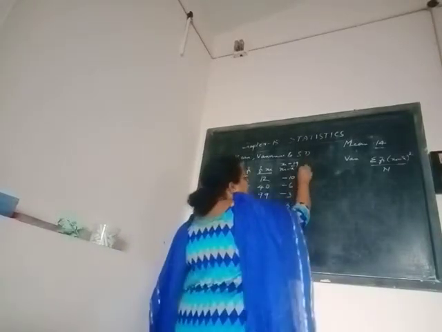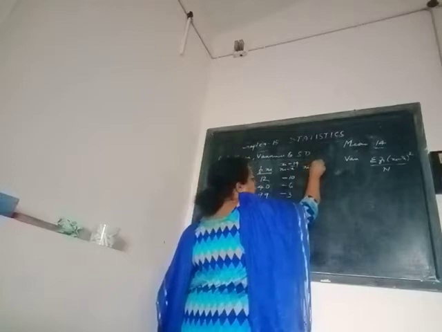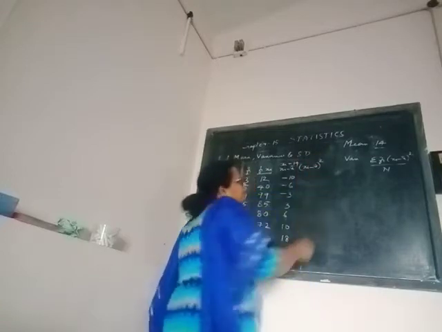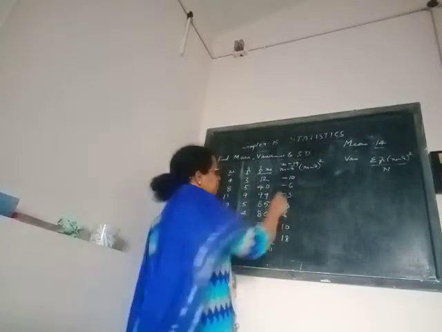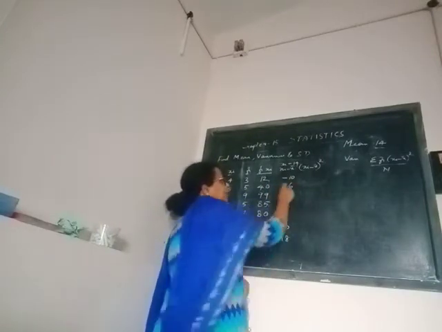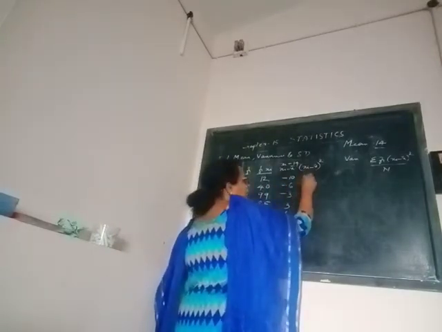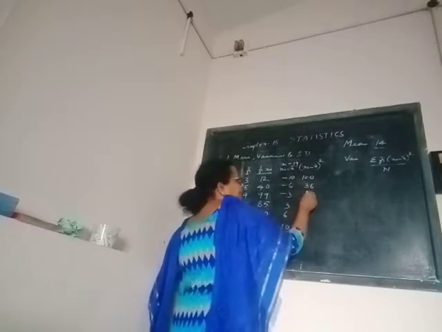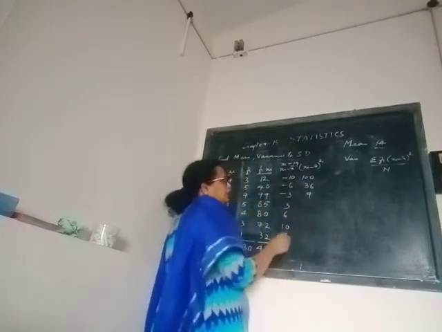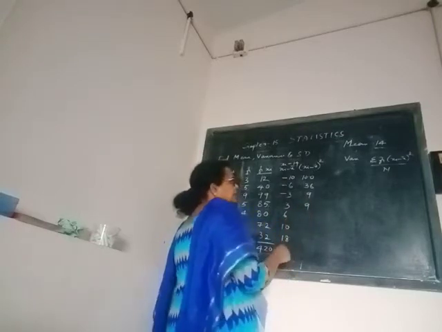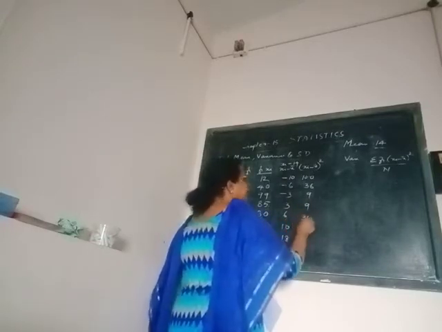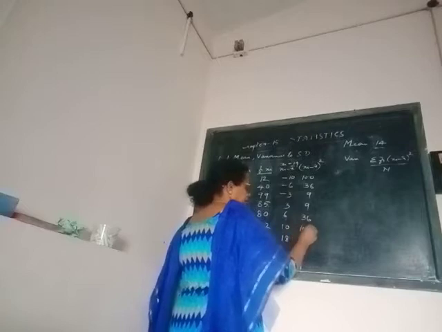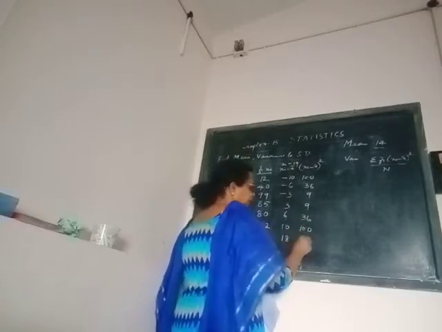Next is xi minus x bar whole square. Xi minus x bar whole square means the square of this column. Negative 10 squared, 100. Negative 6 squared, 36. Negative 3 squared, 9. 3 squared, 9. 6 squared, 36. 10 squared, 100. 18 squared, 324.